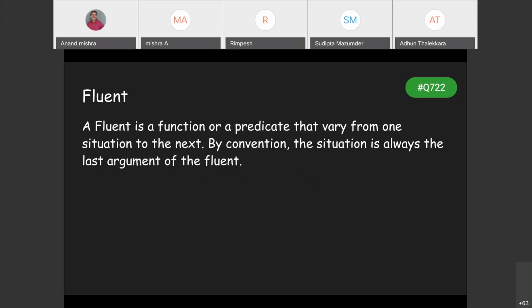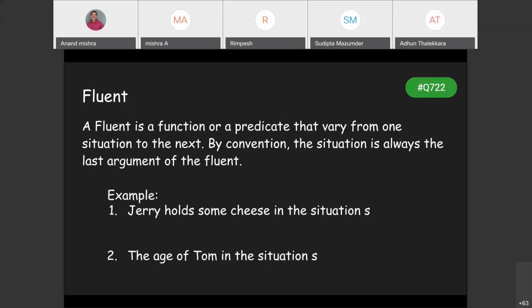So, fluent. This terminology is related to situation calculus. A fluent is a function or a predicate that varies from one situation to the next, and by convention, the situation is always the last argument of a fluent. Let's look at the example. How do you represent such a thing in situation calculus?